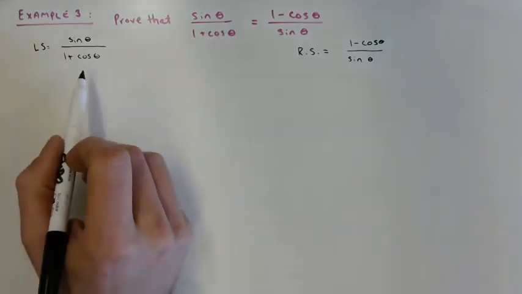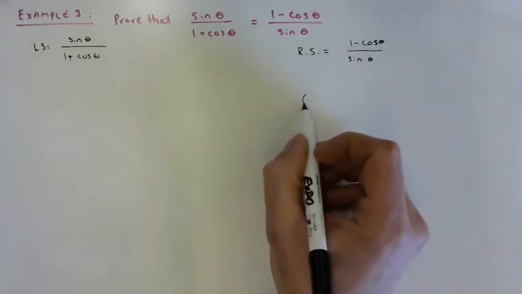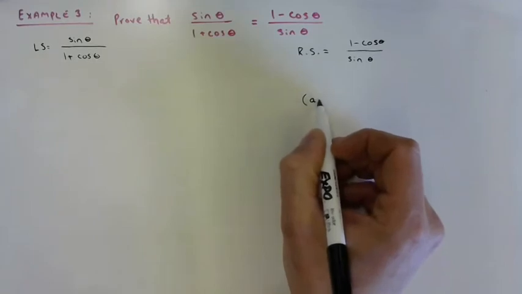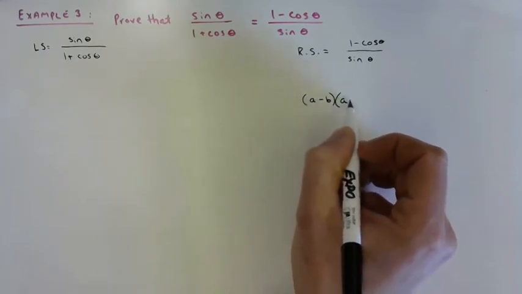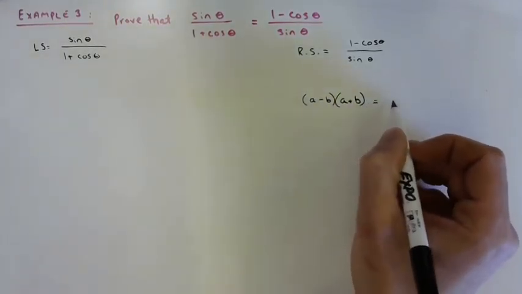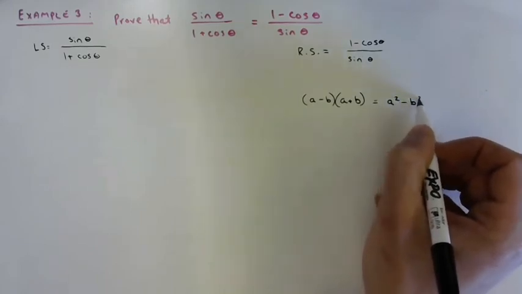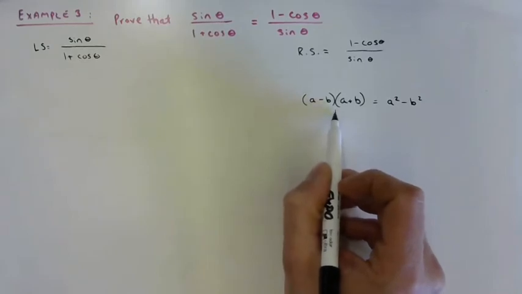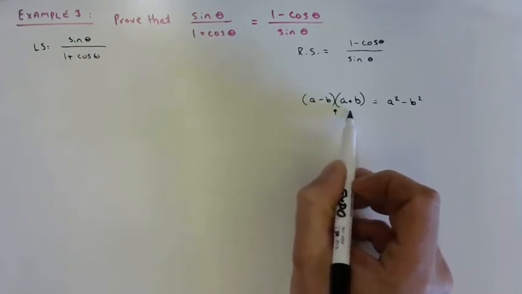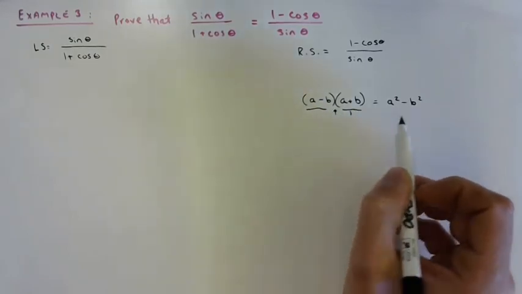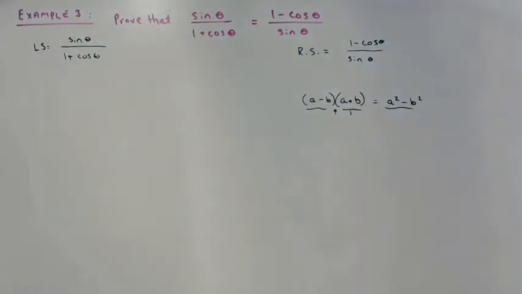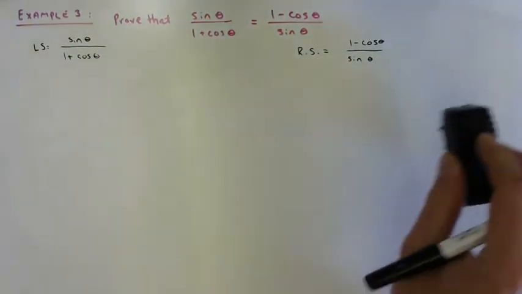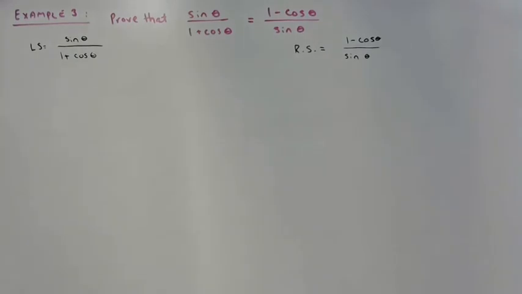Is this looking familiar to you guys? If you have a minus b times a plus b, it equals a squared minus b squared. Do you remember what that's called? This is the product of a sum and a difference, and it equals a difference of squares. So I'm going to keep that in my mind as we work toward here.